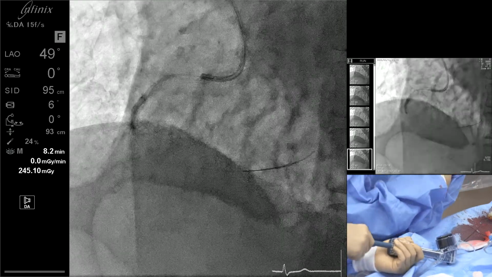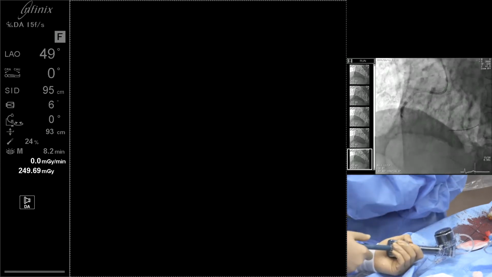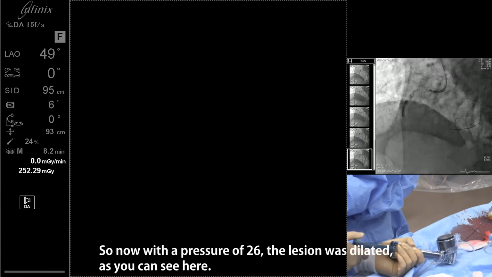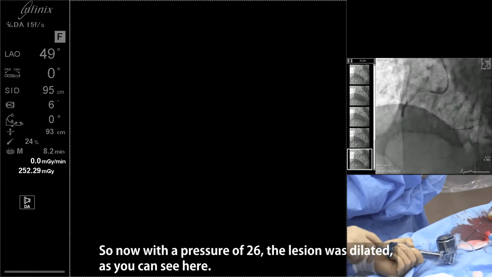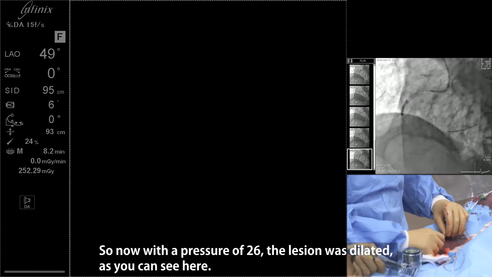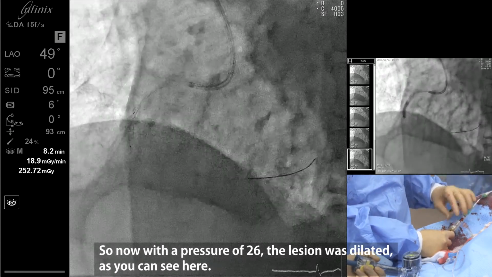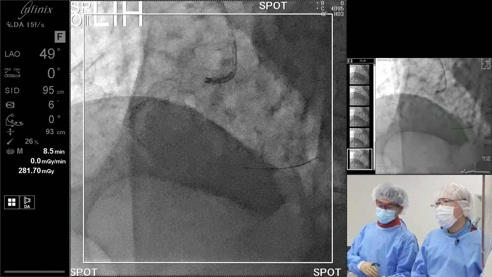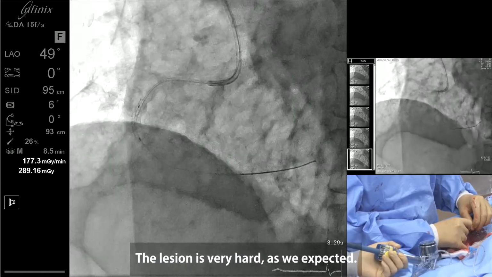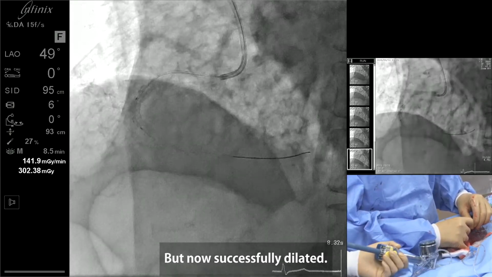22, 22. So now with the pressure of 26, the lesion was dilated, as you can see here. The lesion is very hard as we expected, but now successfully dilated.